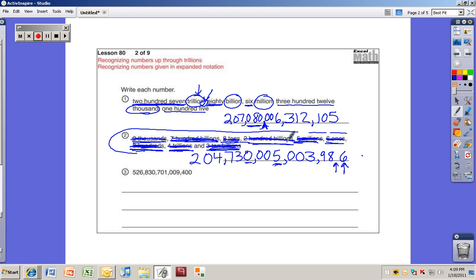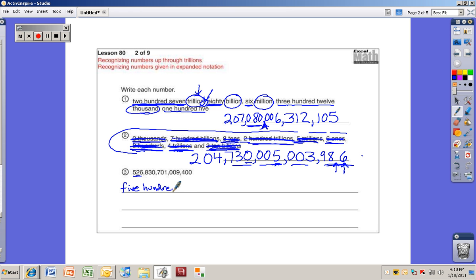204 trillion, 730 billion, 5 million, 3,986. Okay, number 3, we're going to write this big old number out in words. So the way we do it, I'll just get it going here. We read 3 digits at a time.